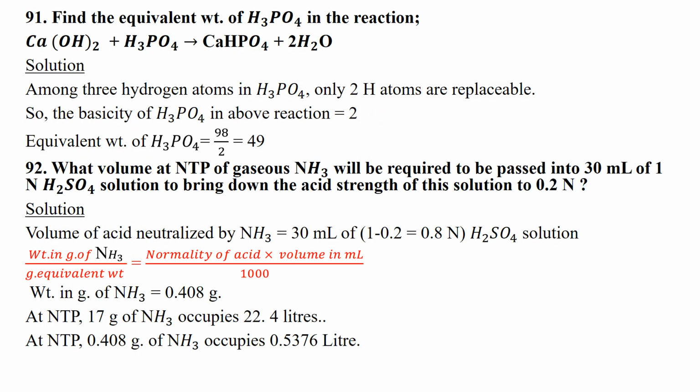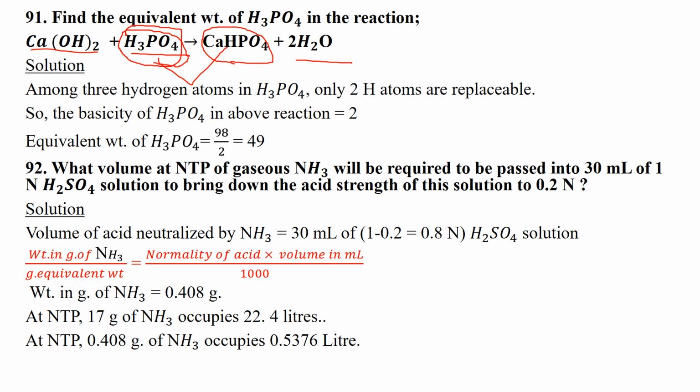Next question: find the equivalent weight of phosphoric acid in the reaction. Calcium hydroxide plus phosphoric acid is equal to calcium hydrogen phosphate plus 2H2O. How many hydrogen atoms are present in phosphoric acid? 3. Among these three, only 2 hydrogen atoms are replaceable according to this reaction. In this reaction, only 2 hydrogen atoms have been replaced.